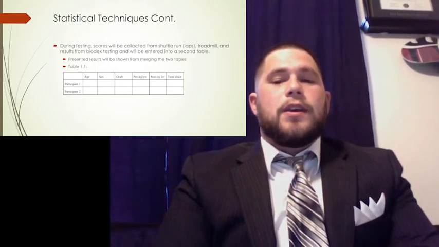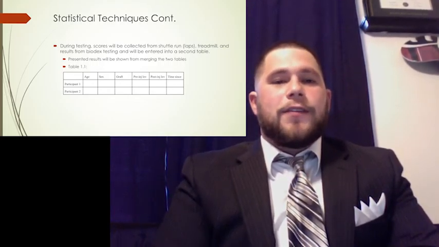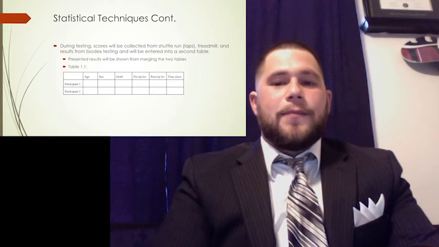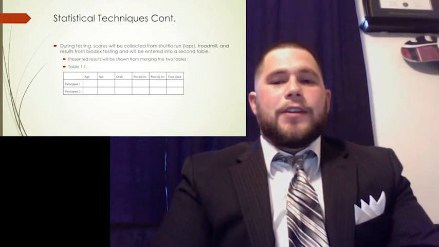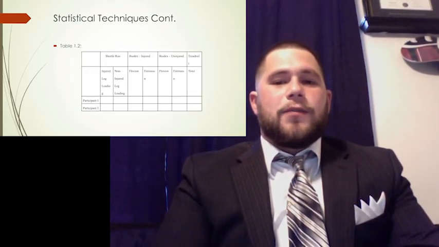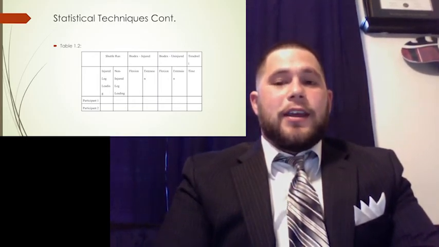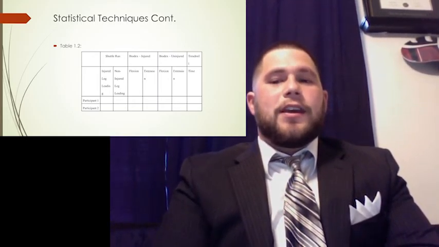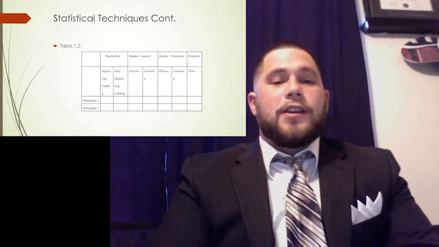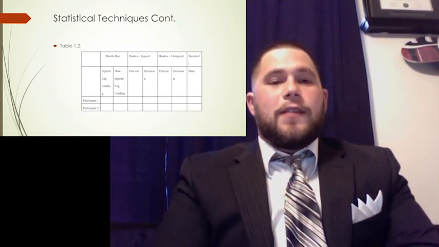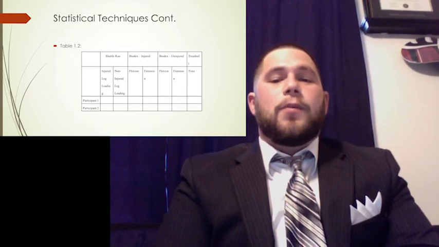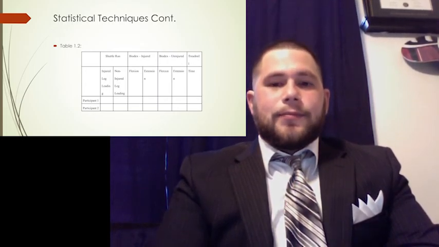The first table shows how each participant will be listed with age, sex, graft choice, pre-injury level, post-injury level, and time since all clearly stated. The second table will then show the averaging from the shuttle run with the injured leg versus the non-injured leg leading, the biodex injured leg flexion and extension results, as well as the uninjured leg flexion and extension results. Then, how long they lasted on the treadmill with a 10-minute max.